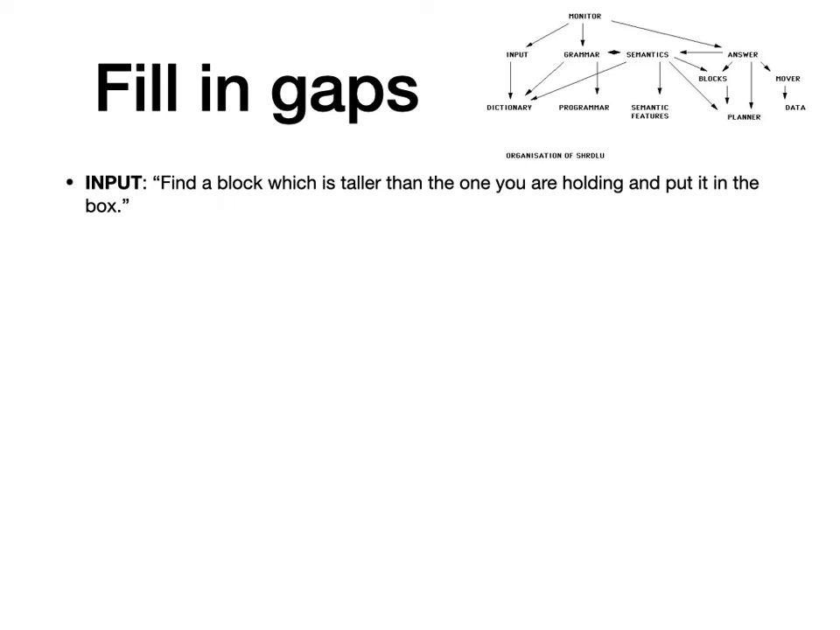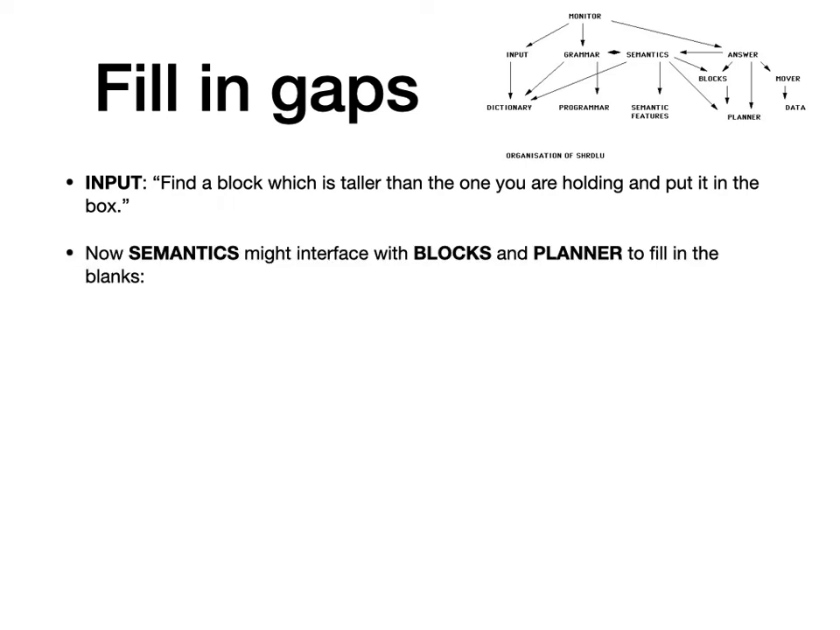So semantics has some work to do, right? It has a pretty good parse of the sentence, we'll say. I don't think there's any syntactic ambiguity here. It all kind of makes sense, right? Find a block, all these things. So, but it still needs to fill in some of the gaps and figure out which objects are involved here and what's trying to be done.